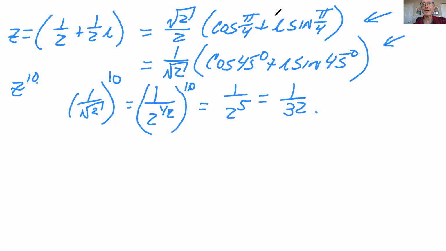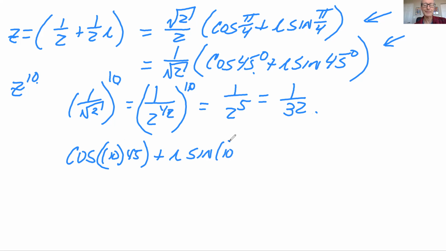So what is inside here? Well, for the 10th power, we multiply each angle by 10, right? So that would be cosine of 10 times 45 plus i sine of 10 times 45. So you see what happens. And I think it's better. I like thinking in degrees.